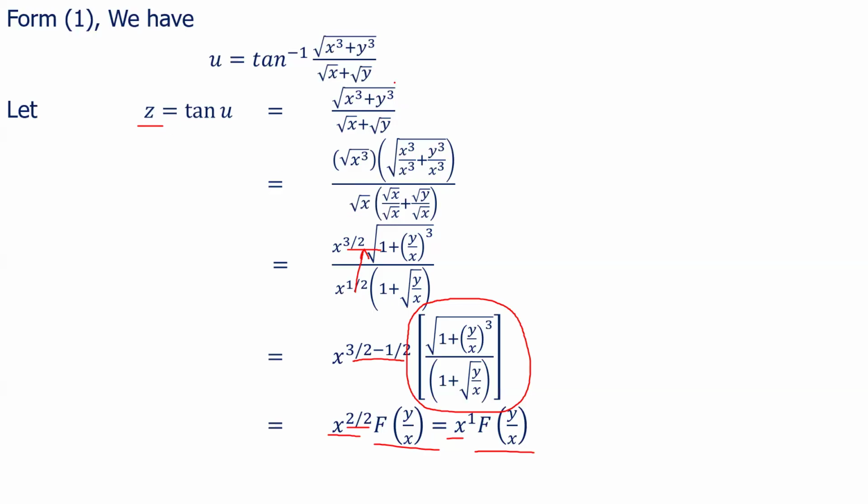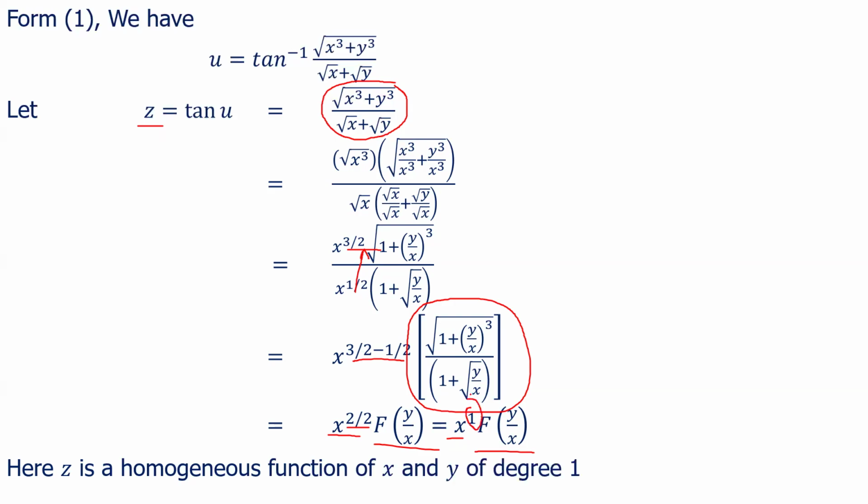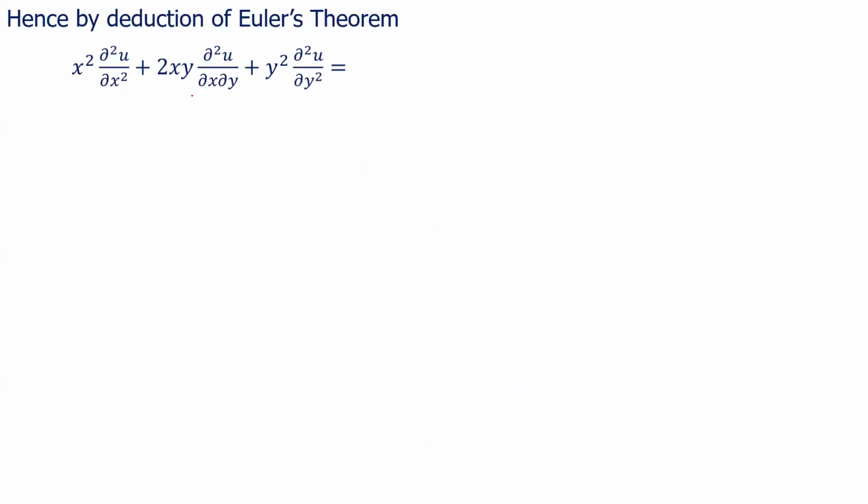This z, which is written as root of x cube plus y cube upon root of x plus root of y, is a homogeneous function of x and y of degree, what is the degree of this? It is only 1. And f of u, which is equal to z, is given by tan of u. Hence, by deduction of Euler's theorem, x square del 2u del x square plus 2xy del 2u del y del x plus y square del 2u del y square is equal to g of u times (g dash of u minus 1).